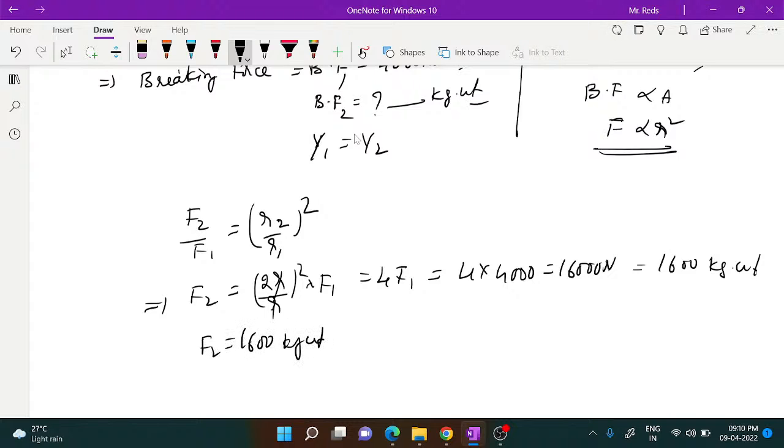So is there any such option? Yes, this is the breaking force in such a case, right?